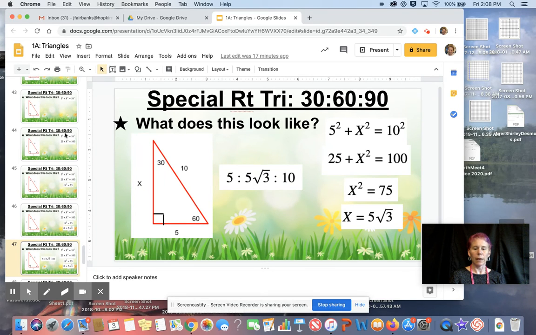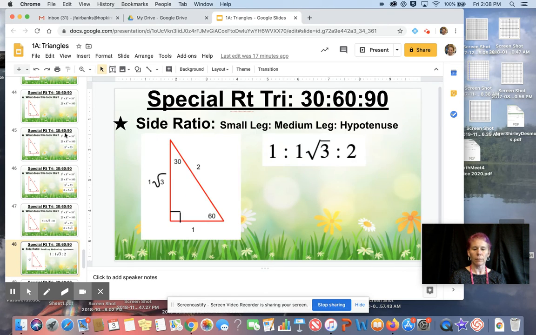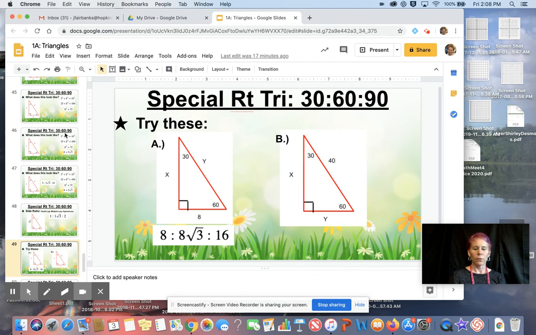So the pattern becomes short leg to medium leg to hypotenuse is 5 to 5 square roots of 3 to 10. Generic, small to medium to hypotenuse, is 1 to 1 square roots of 3 to 2. So if we look at this example, if I have 8 on the side across from the 30, that's my smallest side. My medium side would be 8 times the square root of 3, and my long side would be 16.